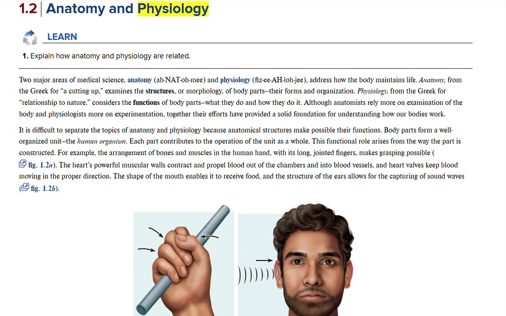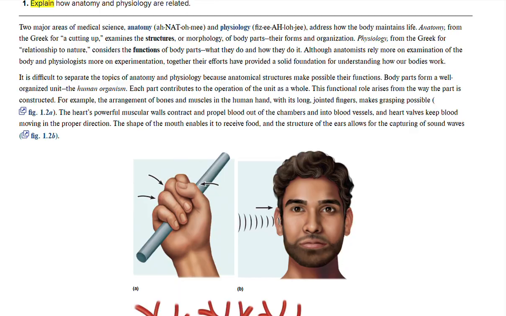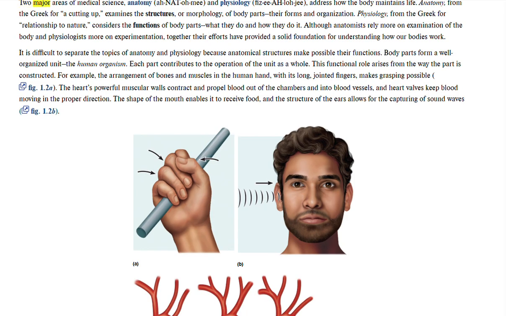1.2 Anatomy and Physiology. Learn. Explain how anatomy and physiology are related. Two major areas of medical science, anatomy and physiology, address how the body maintains life. Anatomy, from the Greek for "a cutting up," examines the structures, or morphology, of body parts, their forms and organization. Physiology, from the Greek for "relationship to nature," considers the functions of body parts, what they do and how they do it. Although anatomists rely more on examination of the body and physiologists more on experimentation, together their efforts have provided a solid foundation for understanding how our bodies work.